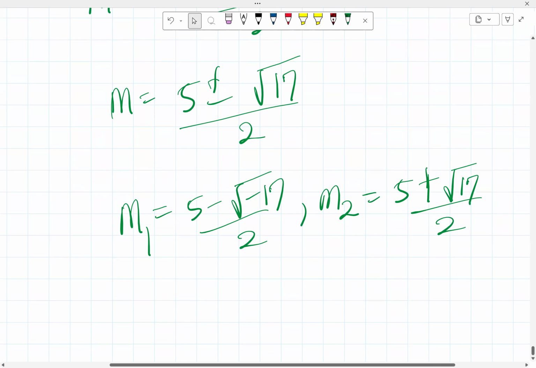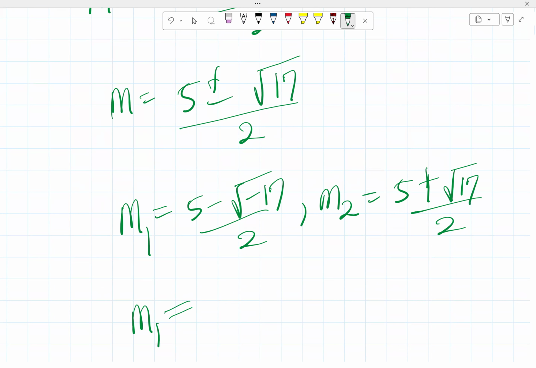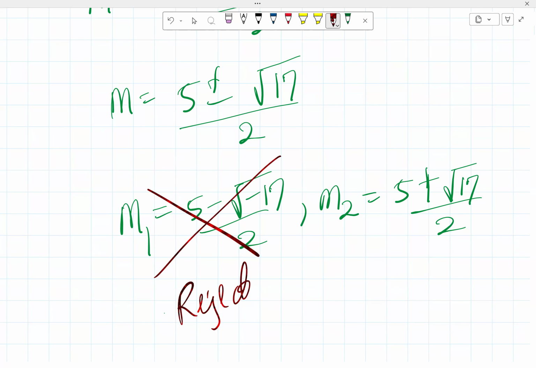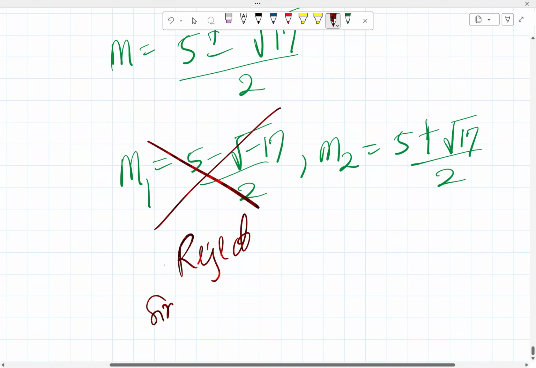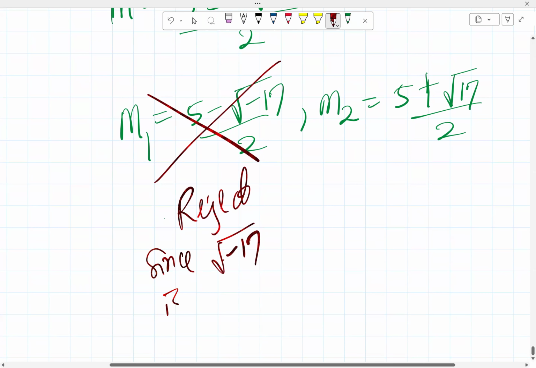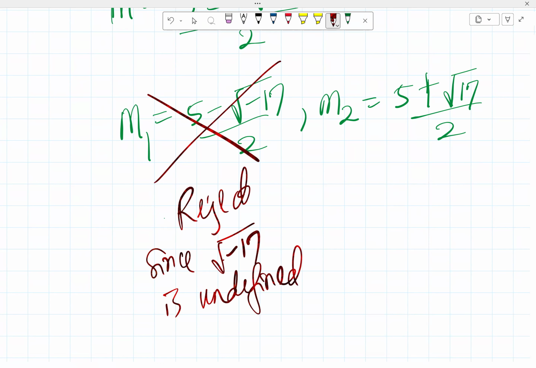Clearly m1, we have to reject this because this is undefined. Since root of minus 17 is undefined, we have to reject that. So we have one solution to work with now. m2 is this. So that means m is equal to 5 plus root 17, all over 2.